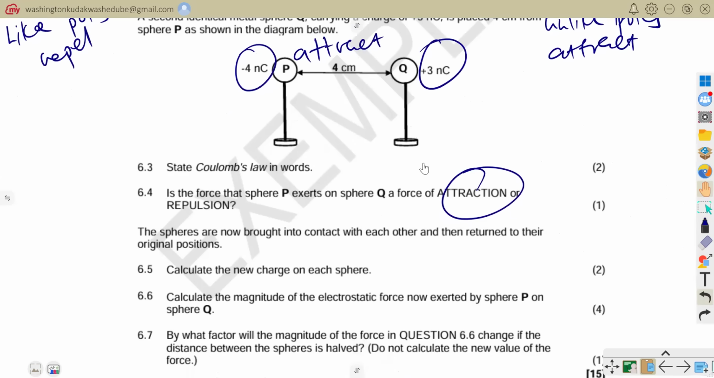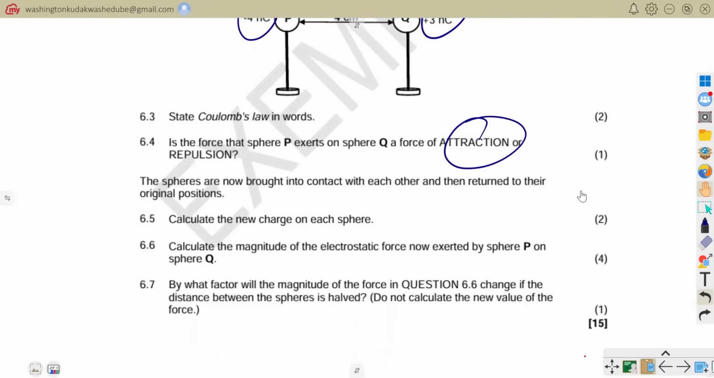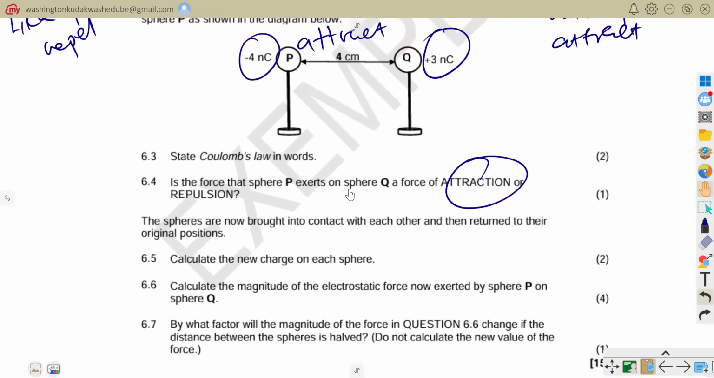Now they are saying the spheres are now brought into contact with each other and then separated to their original position. Calculate the new charge on each.